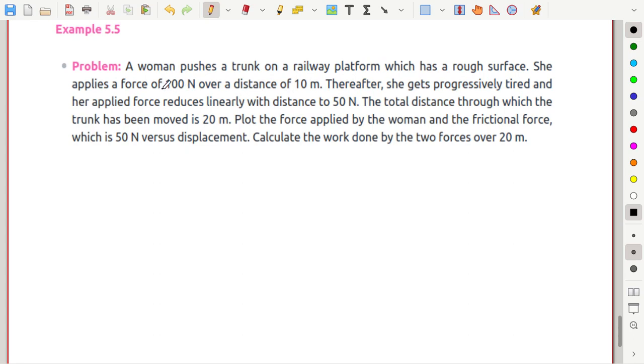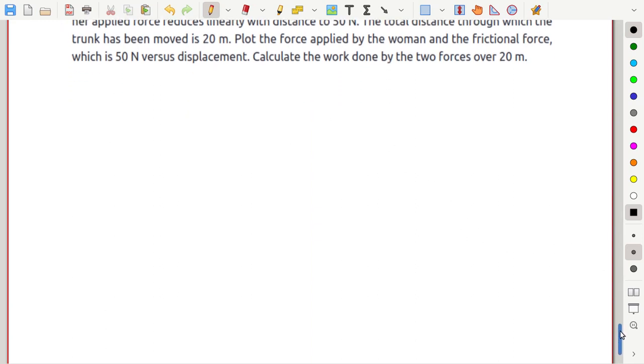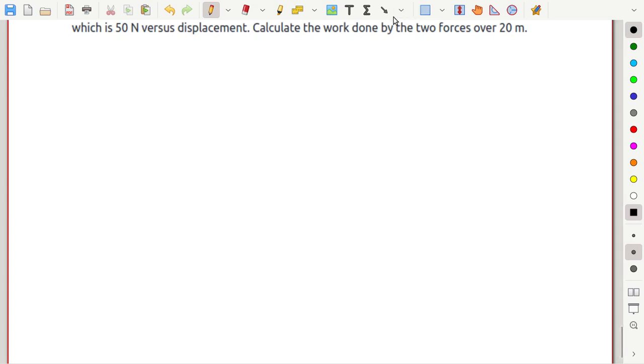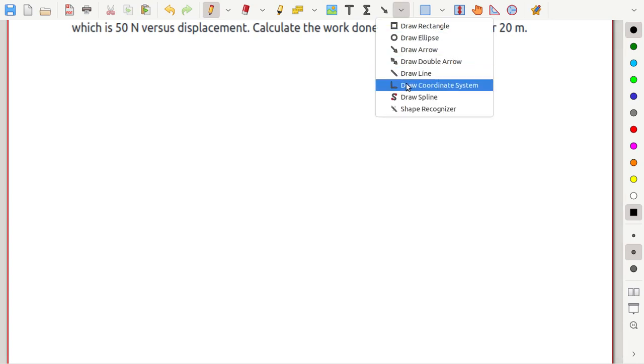Initially, she moved from 0 to 10 meters at a force of 100 Newton, and after that it reduces linearly to 50 Newtons and reaches 20 meters. Plot the force applied by the woman and the frictional force, which is 50 newtons, versus displacement. They are asking to plot a force versus displacement plot. Calculate the work done by the two forces over 20 meters. For that we have to make a plot. So let's draw a plot.